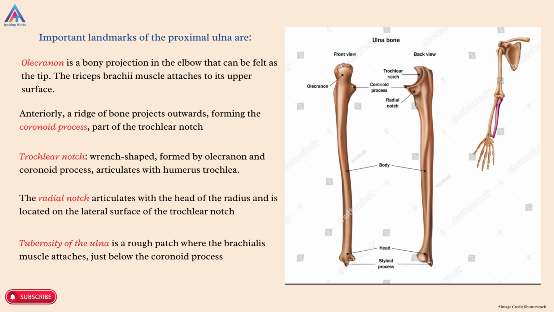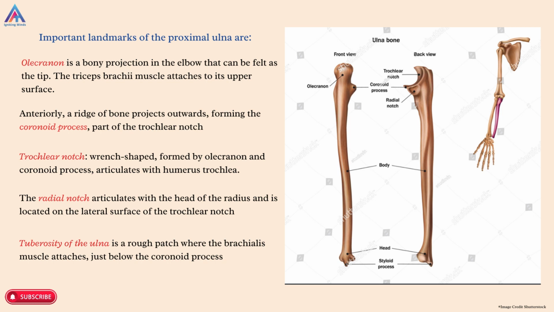Olecranon is a bony projection present in the elbow and can be easily felt as the tip. The upper surface of the olecranon is where the triceps brachii muscle attaches. Anteriorly, a ridge of bone projects outwards, forming the coronoid process, which is a part of the trochlear notch. The trochlear notch is wrench-shaped, formed by the olecranon and coronoid process, and articulates with the humerus trochlea. The radial notch present on the lateral surface of the trochlear notch articulates with the head of the radius.